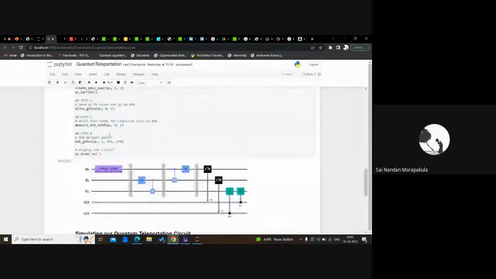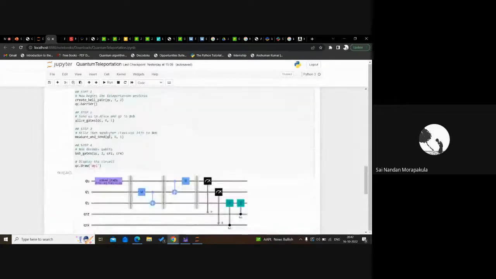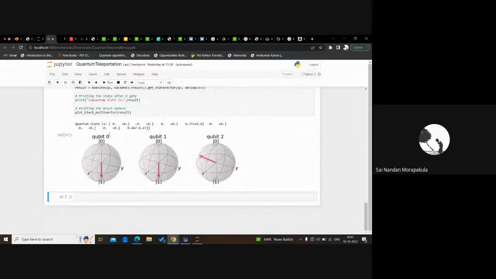I'll quickly walk through it again, because quantum teleportation is very important. I'll just explain in brief this time, I'll not take so much time. The main agenda of quantum teleportation is we want to teleport the information from one person to the other person. That is, Alice wants to teleport the information to Bob. For that there are 4 steps involved in quantum teleportation.